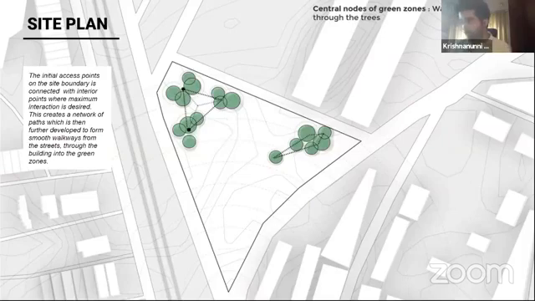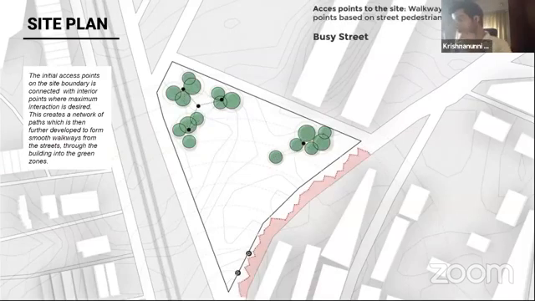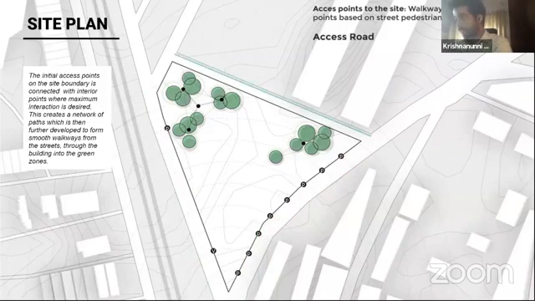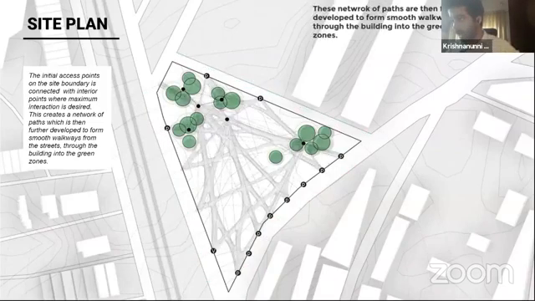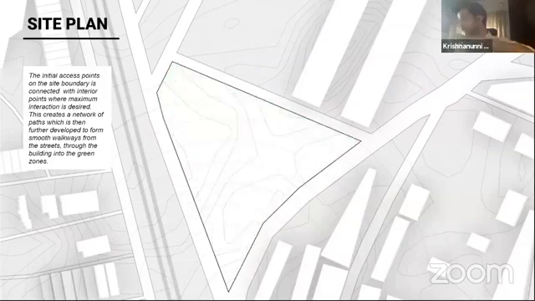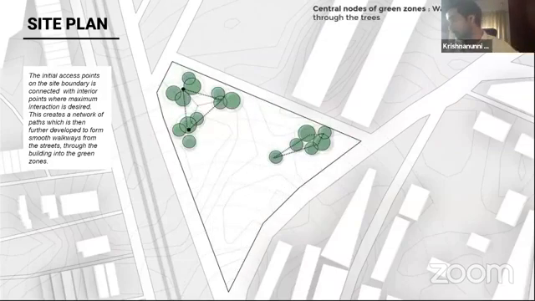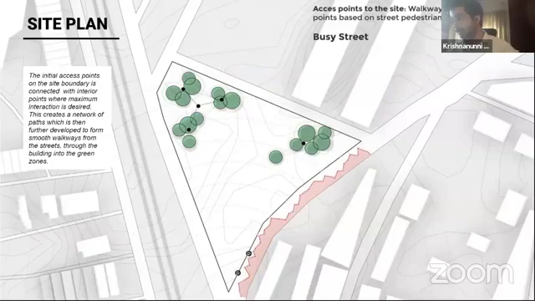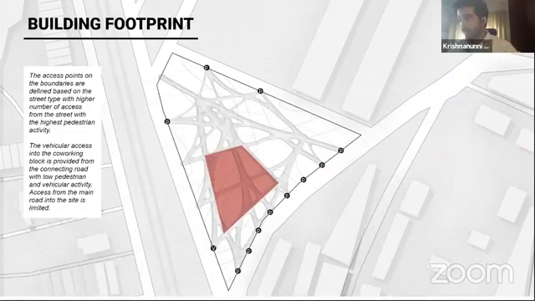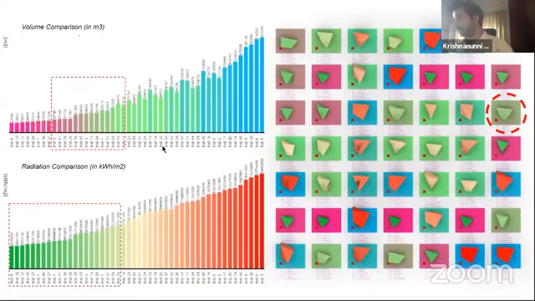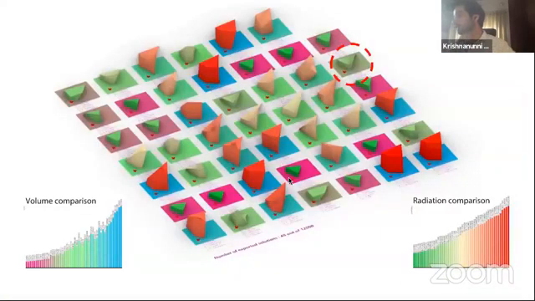So then we defined these access points into the site, and the priorities of these access points are based on the existing and potential pedestrian activity as discussed before. And these access points then converge into these green zones, forming a network of paths, and these paths are then further developed based on their priority to form smoother pedestrian walkways. From these parts, we combine the larger areas that are left behind, and this forms the initial building footprint, which is then further optimized. So Alex can take over from here.